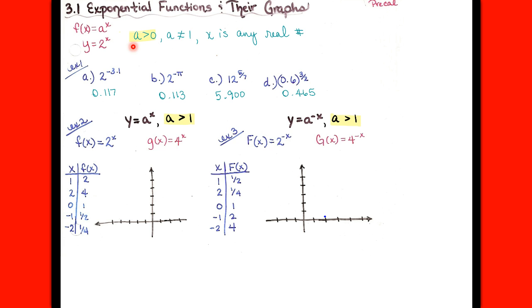So sometimes in some textbooks, they'll write these 2 different setups as y equals a to the x where a is greater than 1, and over here they'll write this as y equals a to the x where a is a number between 0 and 1.